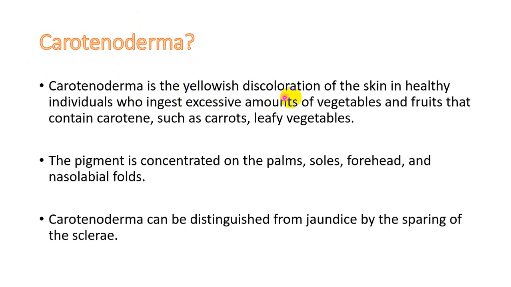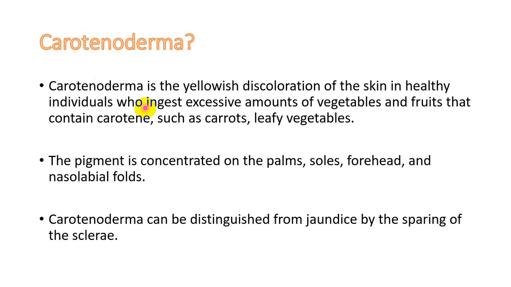Carotenoderma is a yellowish discoloration of the skin in healthy individuals who ingest an excessive amount of vegetables and fruits that contain carotene, such as carrots and leafy vegetables. So, in a patient complaining of yellowish discoloration of the skin, it is important to differentiate jaundice from carotenoderma. The differentiation is simple. First, jaundice occurs first and mainly in the sclera, while carotenoderma never involves the sclera. It is mainly in the skin and the mucous membrane.